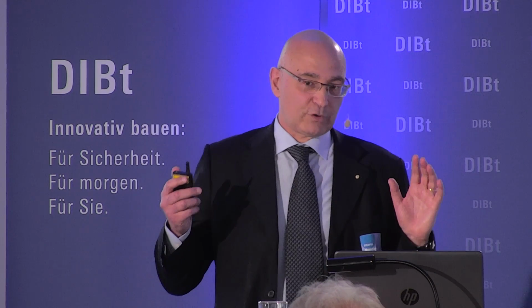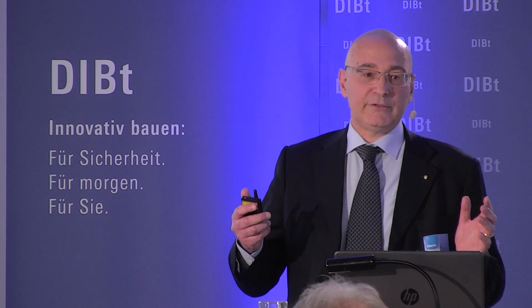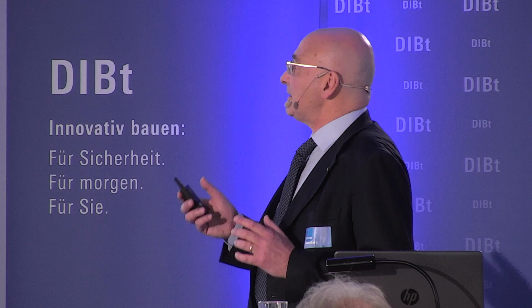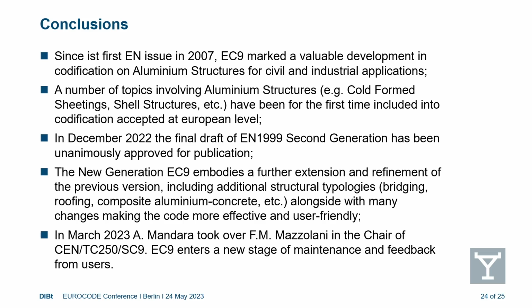So in conclusion, for sure we can see that Eurocode 9 is an important achievement in the field of codification of aluminium structures. It is the first code accepted at European level dealing with this kind of structures. In December 22 last year, the final draft of the second generation EC9 has been unanimously approved for publication by all member countries, and we can say that it encompasses the whole new policy of CEN TC250 for Eurocode second generation, so we are fully satisfied with this.